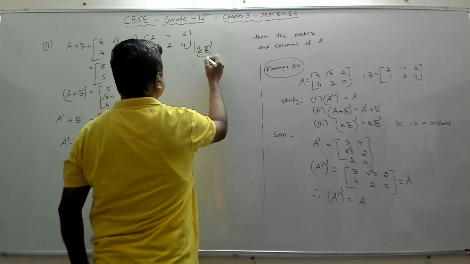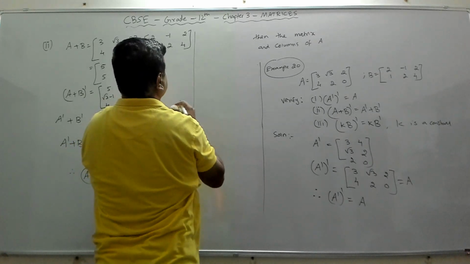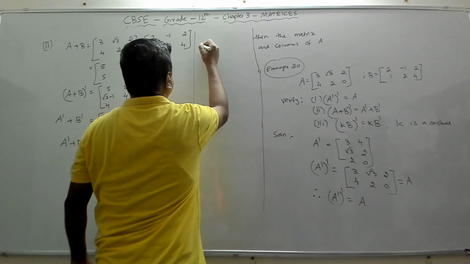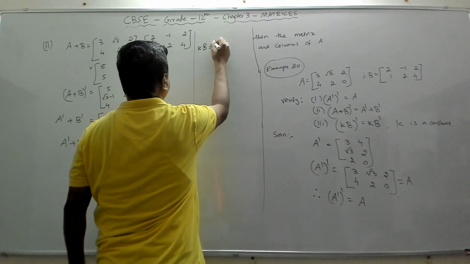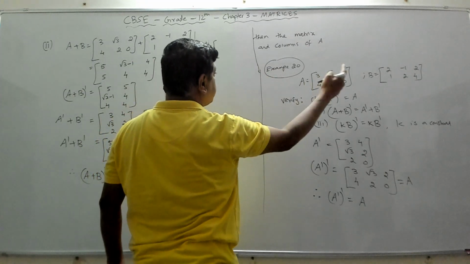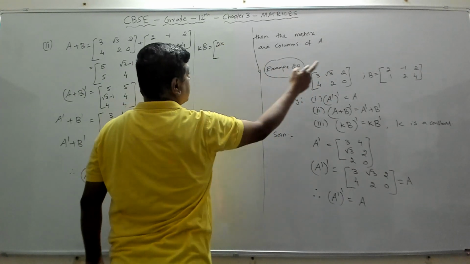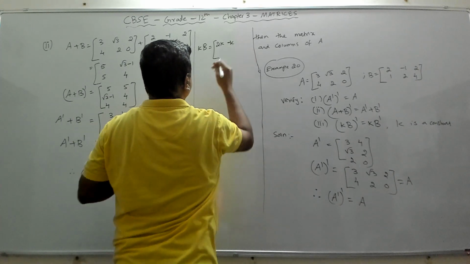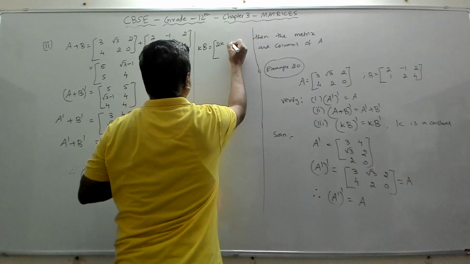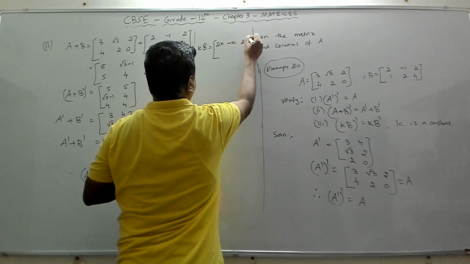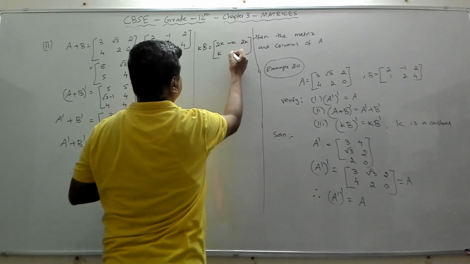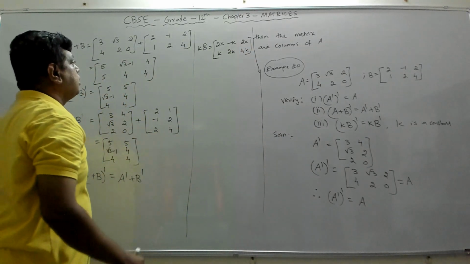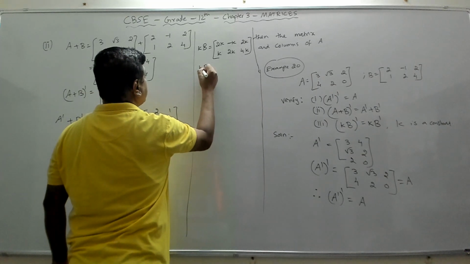Right. So let's find (KB) transpose. What is KB transpose? First, let's find the KB matrix. KB means I have to multiply each element of B with K. So it will become 2K, then minus 1 into K is minus K, then again 2 into K is 2K, and then K, 2K, 4K. This is your KB. Now let's find what is K into B, the whole transpose.